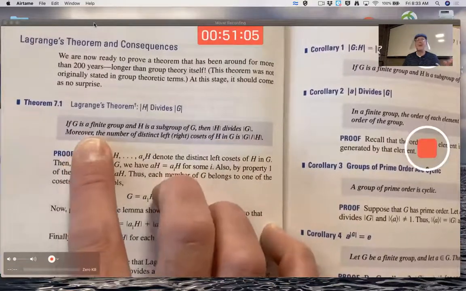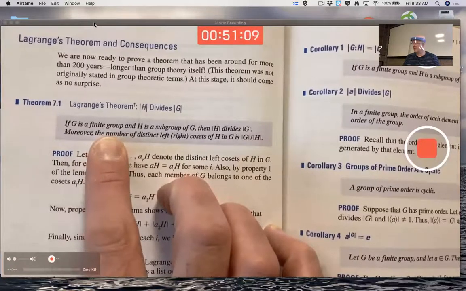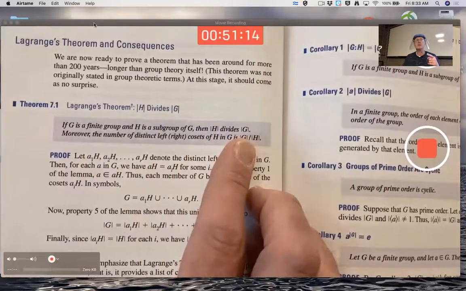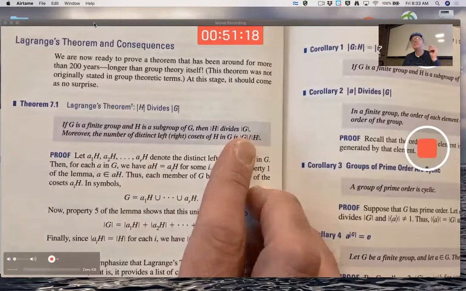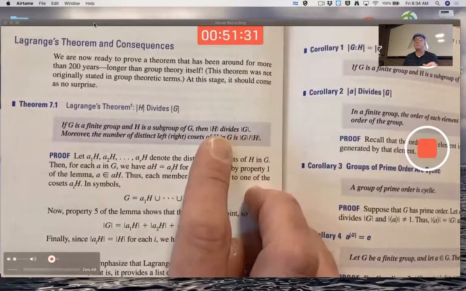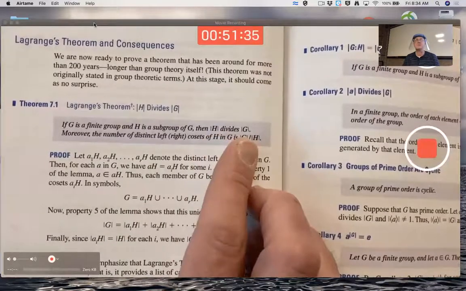This says G is any finite group, cyclic or not. If H is a subgroup, then the order of H will divide the order of G. So looking at the divisors of the order of G gives you the possible sizes of subgroups. Not guaranteed that there will be subgroups of order equal to each divisor, but just the possibilities. It tells you what the order of subgroups cannot be. It cannot be some order that does not divide the order of G.